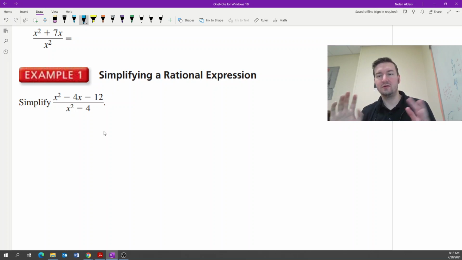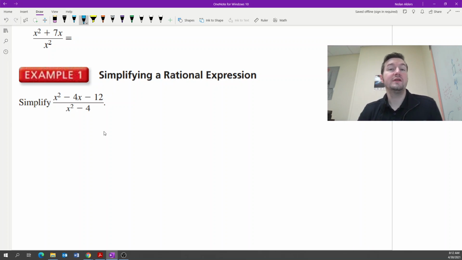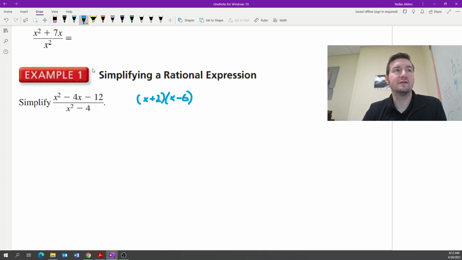What we do with this one, and there's really two rules, guys, for these problems. Number one, you want to factor everything you can factor. And then number two, look for things that you can cancel. So with this first problem here, we could factor the numerator to get x plus 2, and then x minus 6. So 2 times negative 6 is negative 12, and then 2 plus the negative 6 gives us the negative 4 there. All right, and then let's divide by this.